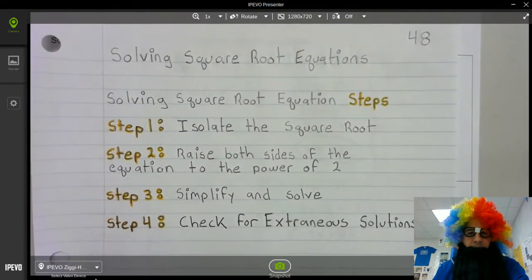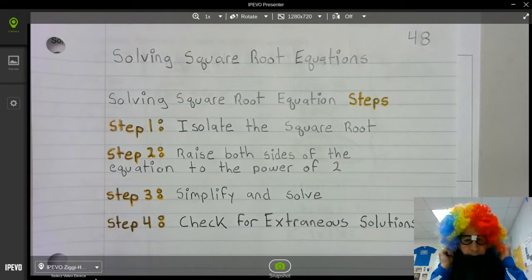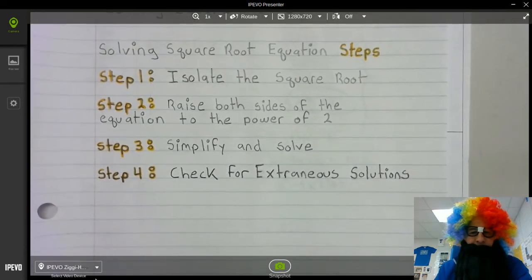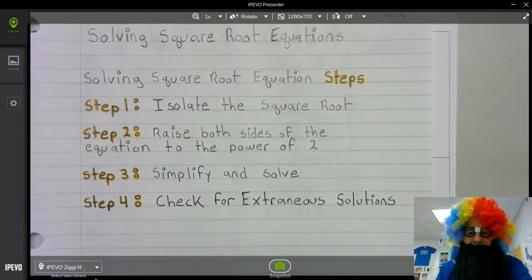Solve square root equations. The steps are: step 1, isolate the square root. Step 2, raise both sides of the equation to the power of 2. Step 3, simplify and solve. Step 4, check for extraneous solutions. If you would, pause the video and update your notes.